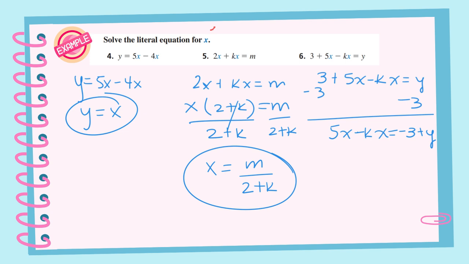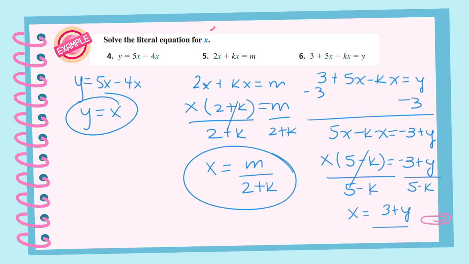Can I now factor the x out? So I'm going to have x outside and left with 5 minus k equals negative 3 plus y. Now I'm going to divide by 5 minus k. And I'm left with x equals 3 plus y over 5 minus k.